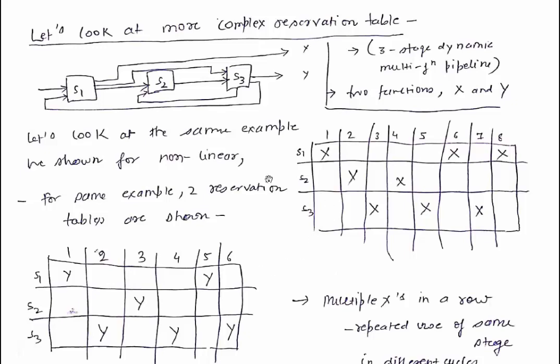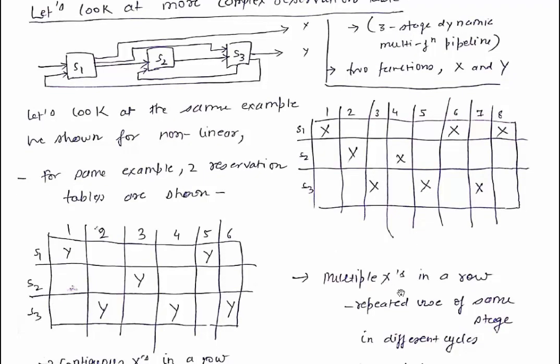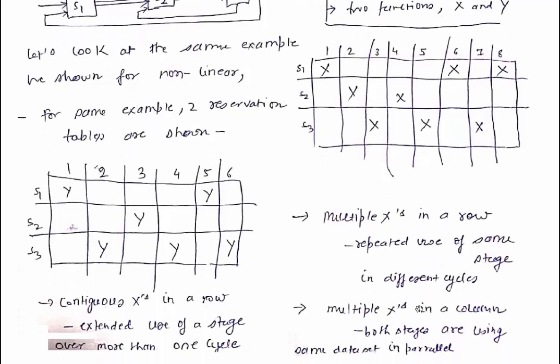Now this is another example of a sequence, and that sequence is S1, S2, S3, S2, S3, S1, S3, S1. So this is another type of sequence. Now multiple X's in a row tell you repeated use of the same stage in different cycles. So let's say if you have contiguous X's in a row, that scenario is known to us as extended use of a stage over more than one cycle.